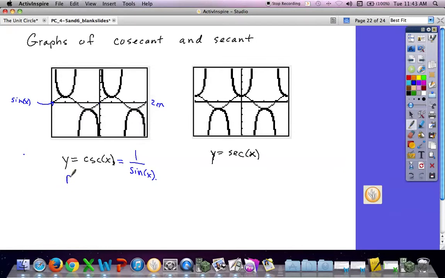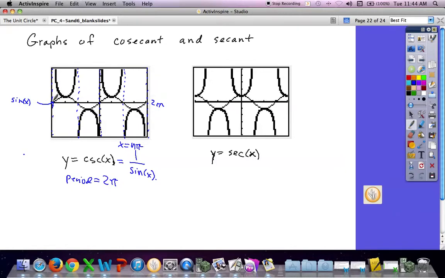So the period is 2 pi. Second, because you're dividing by sine, it's going to have an asymptote wherever sine of x equals 0. And we know that sine equals 0 at 0, at pi, at 2 pi, etc. For every multiple of pi, you're going to have an asymptote. And same thing goes in the negative direction.